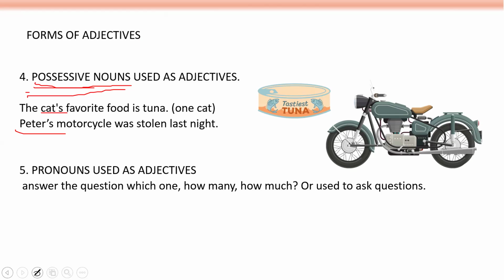Now we have Peter's motorcycle. Whose motorcycle is it? It's Peter's. Peter's motorcycle. It still answers the question, which kind of motorcycle? It's Peter's motorcycle. Okay? Is it clear? Possessive nouns can be used as adjectives. All right.